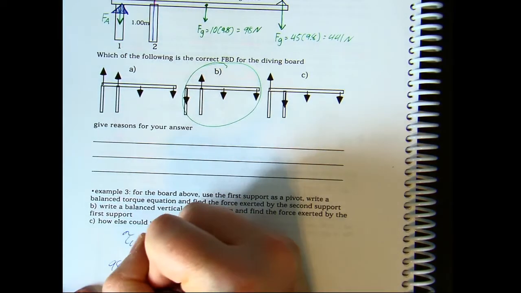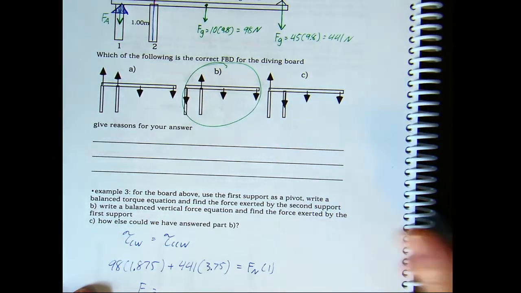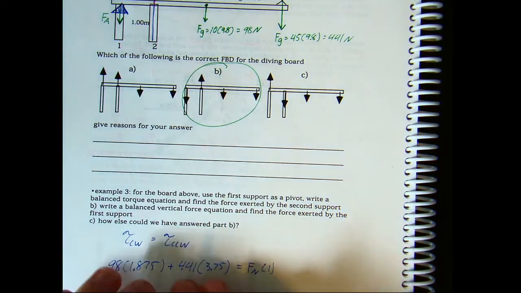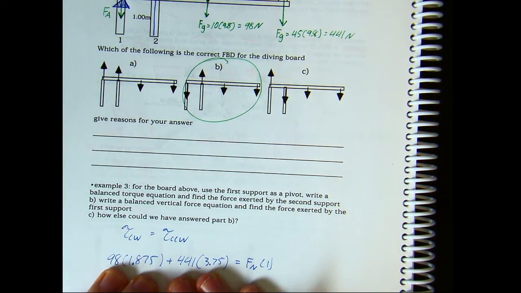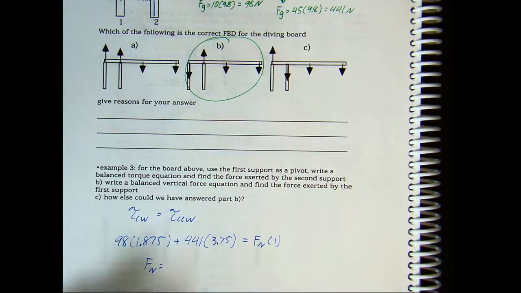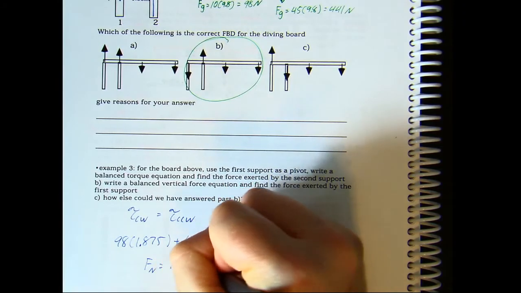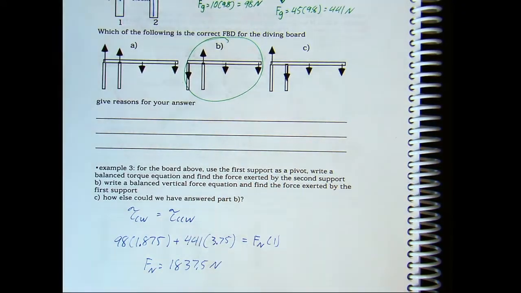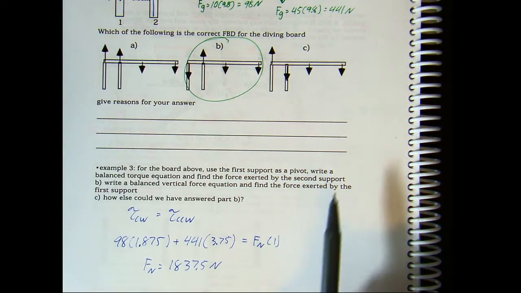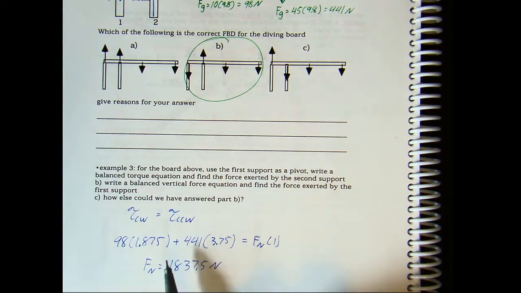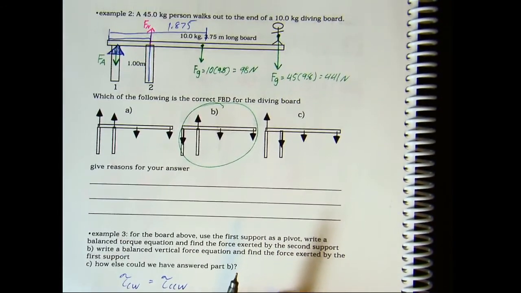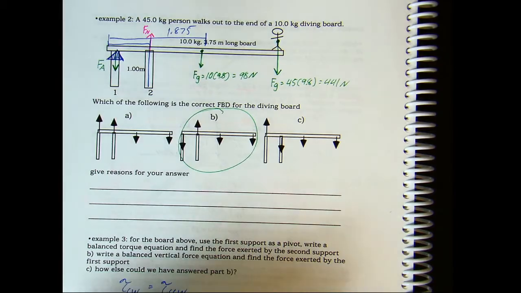So we can find relatively straightforward that Fn is going to equal 98 times 1.875 plus 441 times 3.75. It's going to give us an Fn of 1837.5 newtons. So that's the first part of this question. The force exerted by the second support is there. And now we've got this here. Let's write that in.